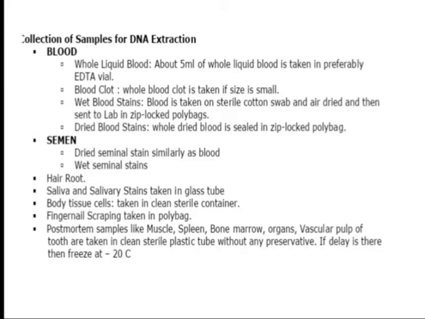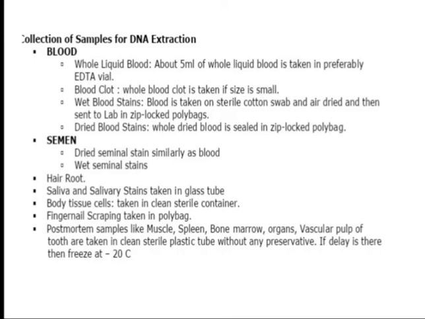Then a wet blood stain is there. Then the blood is taken on a sterile cotton swab, dried in the air and then sent to the lab in zip-locked polybags. Then when the blood is in the form of dried stains, take the whole dried blood sealed in a zip-locked polybag. When there is semen, then dried semen as well as wet semen can be collected.